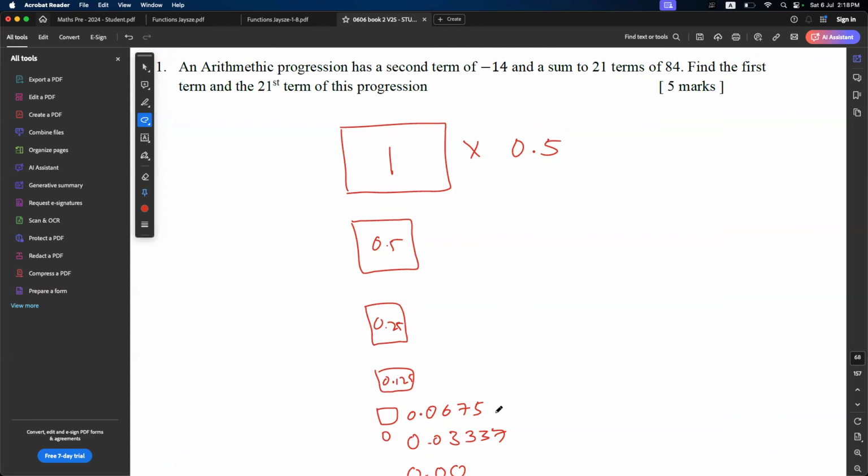Anyone? Cannot? Need me to help you visualize a little bit more? Anyone cannot? Can you imagine that?